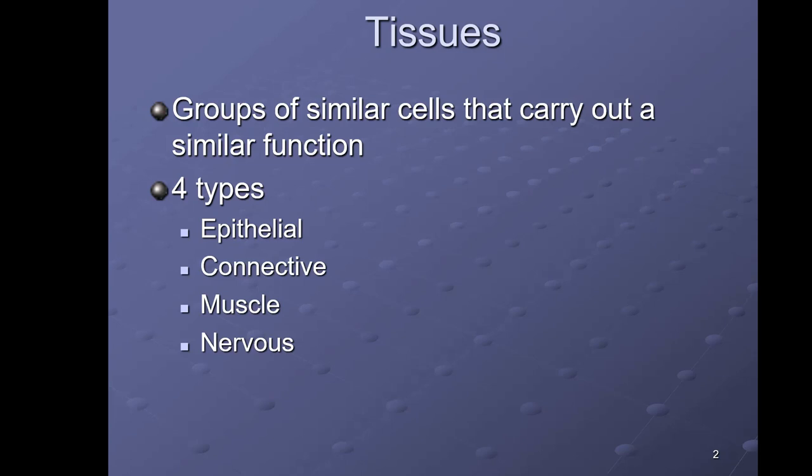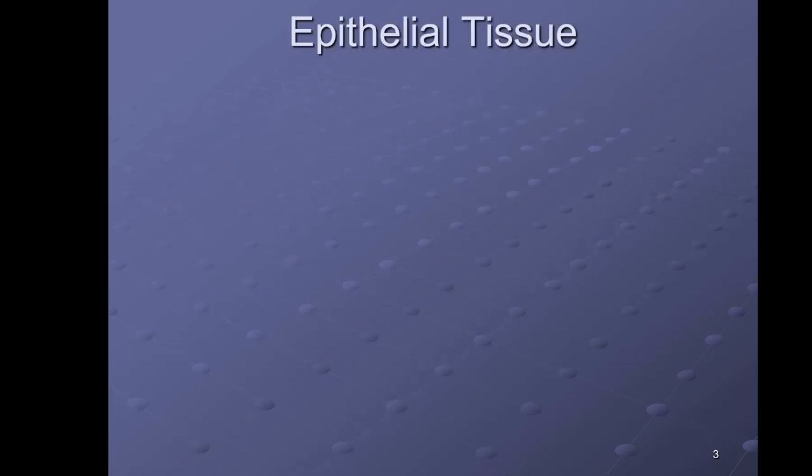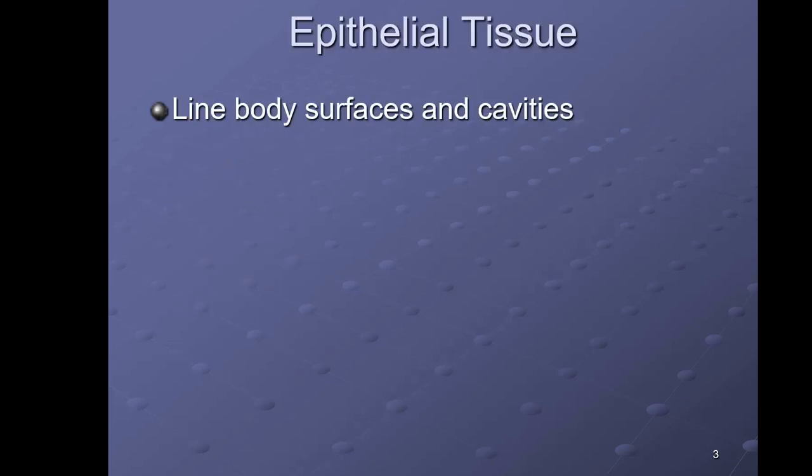So we're going to spend the bulk of our discussion in this lecture talking about epithelial and connective. And then we're actually going to cover muscle and nervous. We'll just touch on them here, and then we will do multiple chapters on each of those later in the semester. So epithelial tissues, they line body surfaces and cavities.